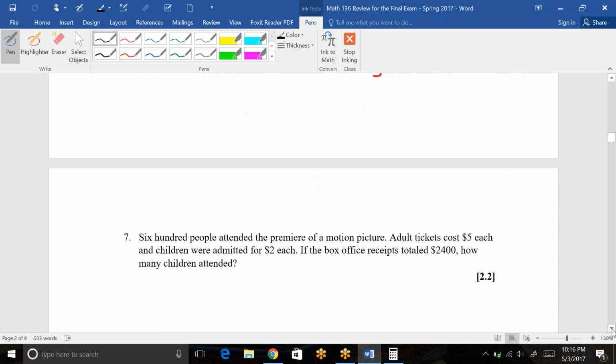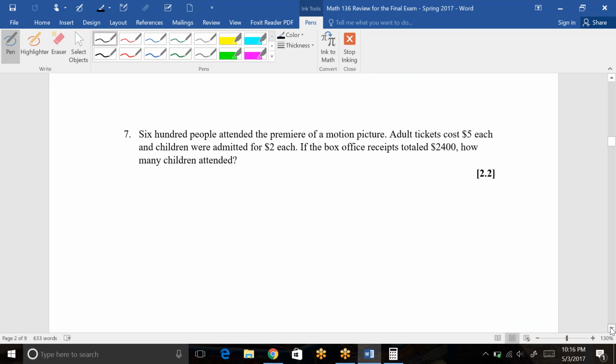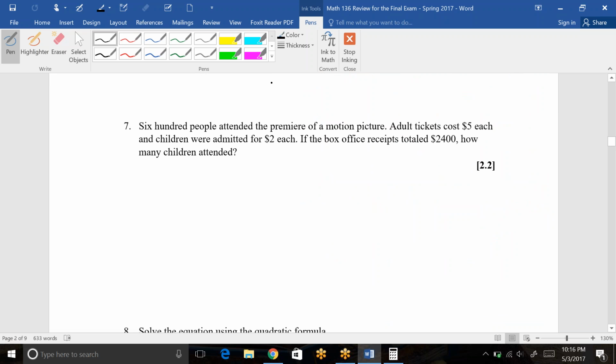The next one is also a word problem. It's the one about admission tickets to a motion picture. 600 people attended the premiere of a motion picture. Adult tickets cost $5 each, and children were admitted for $2 each. If the box office receipts totaled 2,400, how many children attended?